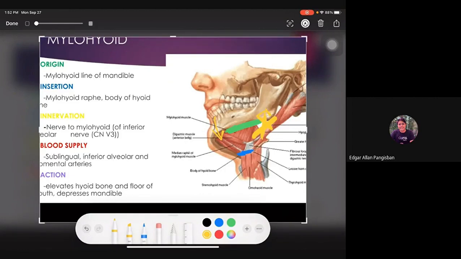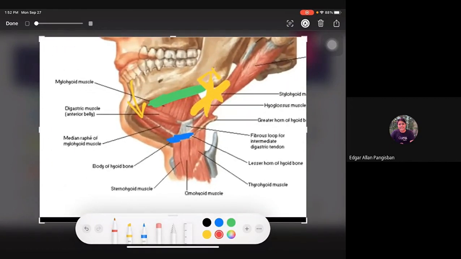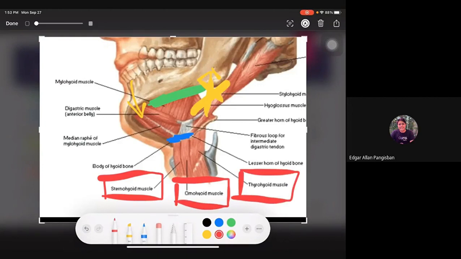This is a classic example that there are other muscles acting on a particular structure, and they influence the direction of contraction of another muscle. Take a look at this one. We have what we call the infrahyoid muscles, which we already discussed. We have your sternohyoid, your omohyoid, and your thyrohyoid. These are known as your infrahyoid muscles because they are located below the hyoid bone. Here they are. Their origin is located below the hyoid bone, and they are inserted in the hyoid bone.